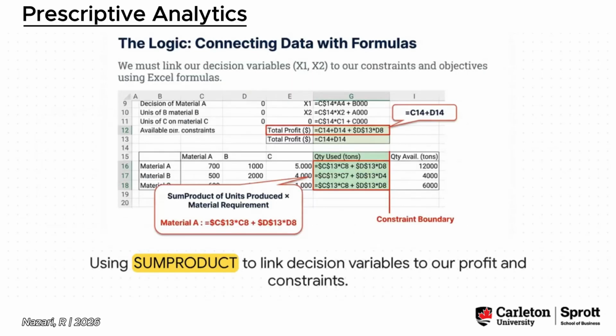Next up, we've got to connect everything with formulas. The goal here is to create a totally dynamic model. We use formulas like SUMPRODUCT to calculate how many tons of each material are being used based on whatever numbers are in our decision variable cells. That way, if Solver changes the production quantity, our total profit and our material usage update automatically. It's like a living model of our business problem.